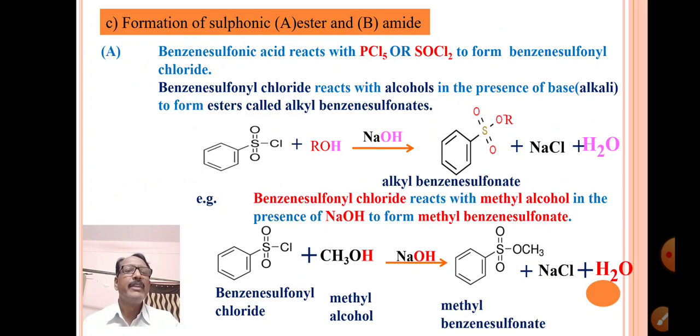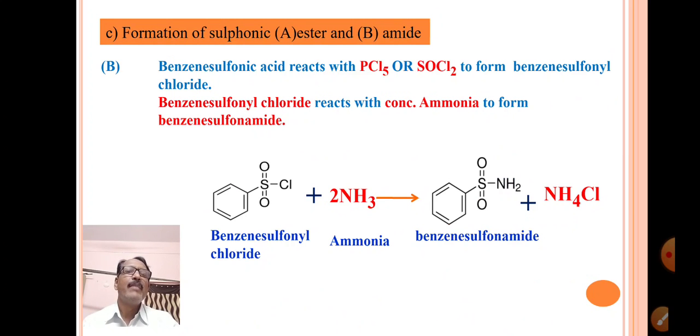With alcohol, benzene sulfonyl chloride reacts to form methyl benzene sulfonate or alkyl benzene sulfonate, and there is formation of an amide with benzene sulfonyl chloride plus ammonia. These three reactions are very important.